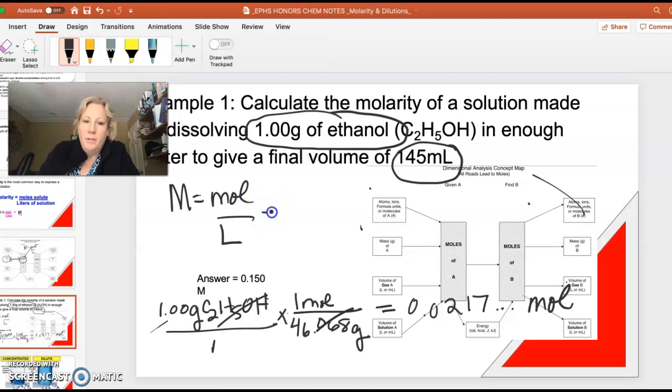So then I would just want to plug in my answer down here, my moles, 0.0217 moles over my liters, my 0.145 liter. Sorry, I converted it to liters.